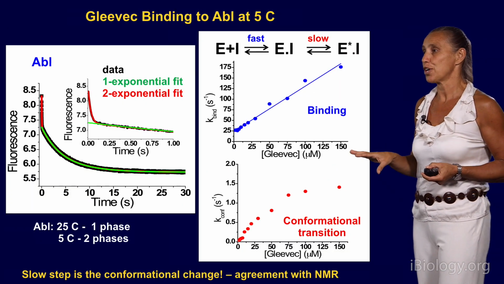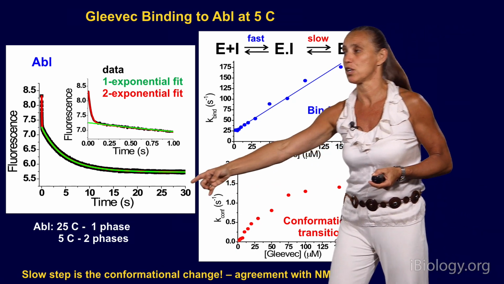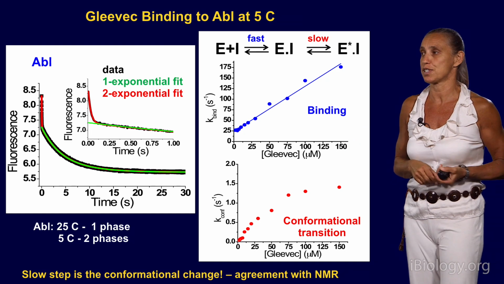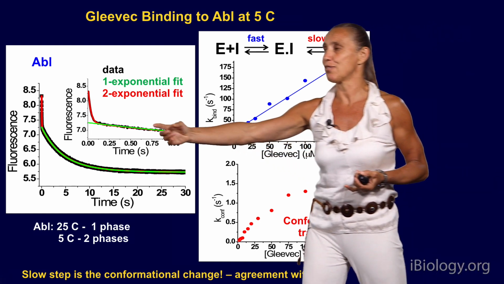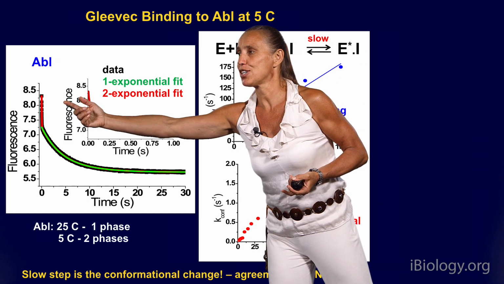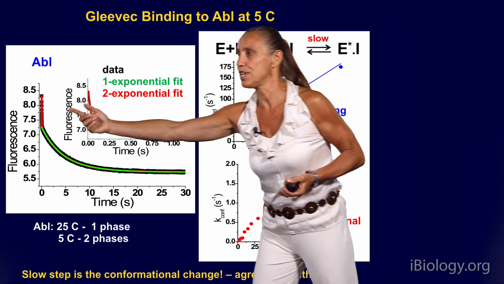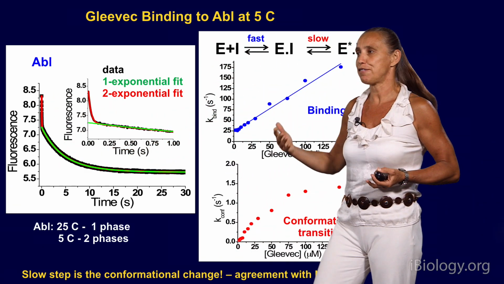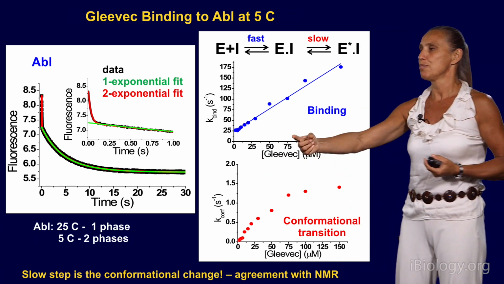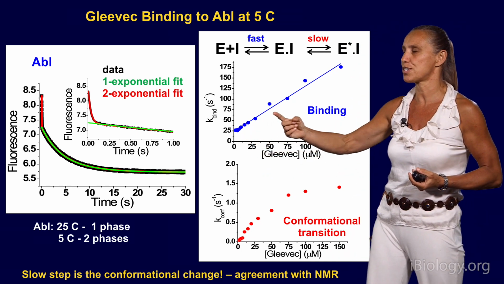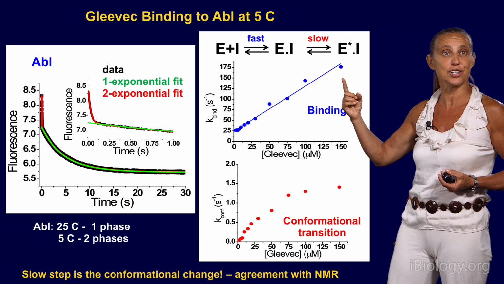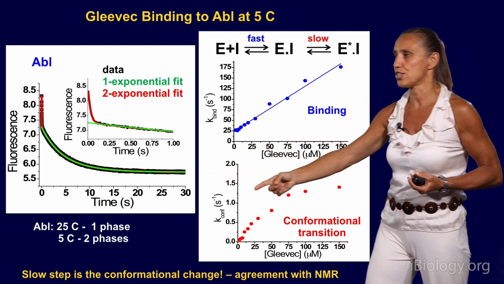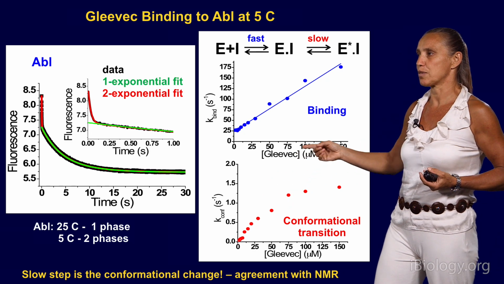So I told my postdoc, why don't you do the experiments at lower temperatures? Because as we learned in chemistry, you slow down reactions by going down in temperature. And that was a very good day. When he measured the binding at 5 degrees, he saw a fast step followed by a slow step. The fast step is the initial binding, because if you plot this observed rate constant as a function of Gleevec, now it's linear, as expected. And then that slow conformational change is actually after drug binding.